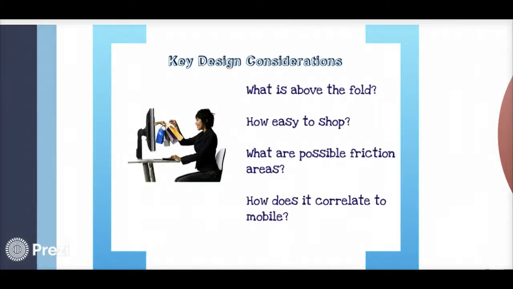Design considerations to embrace: what is above the fold in the control version, and what is above the fold in the new version. How easy was it to shop in the old version? How easy is it to shop in the new version? What are possible friction areas that exist in both desktop and mobile? And again, how does that correlate with the design?